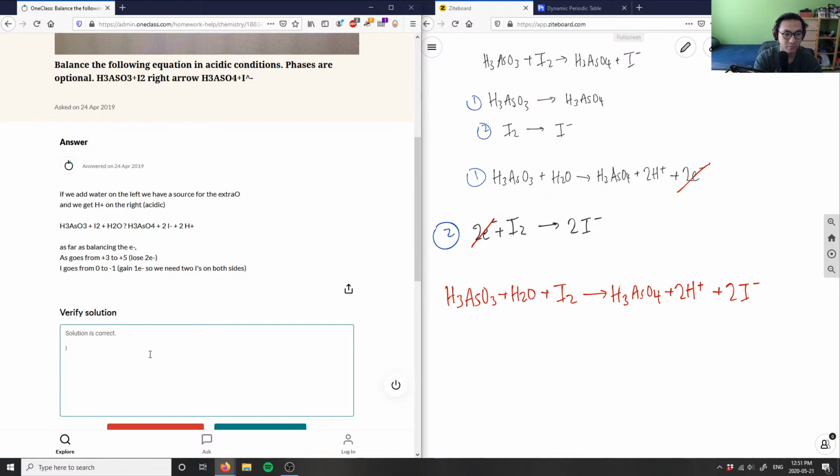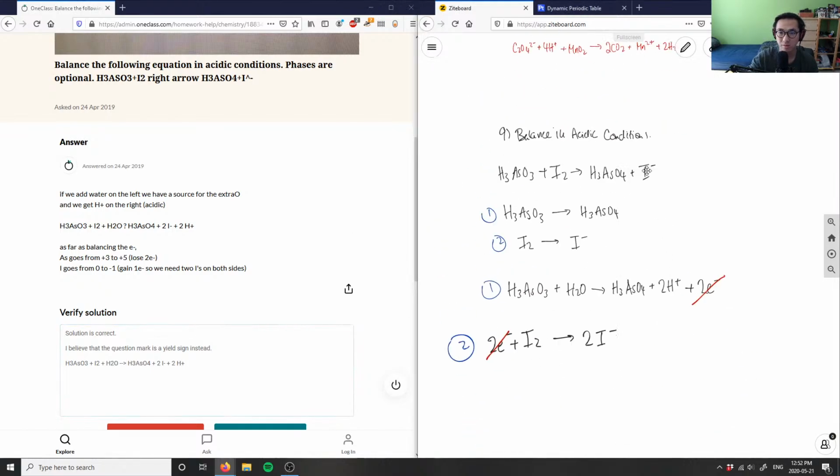I believe that the question mark is a yield sign instead. So you would have gotten something like that, and that would make more sense here. So I have H3AsO3 plus H2O plus I2 would yield H3AsO4 plus 2 I minuses plus 2 H positives. So this solution here is correct.